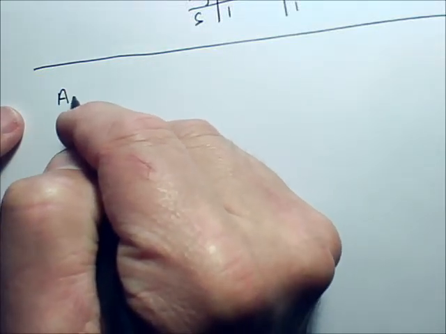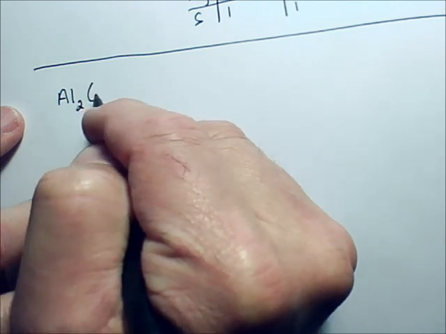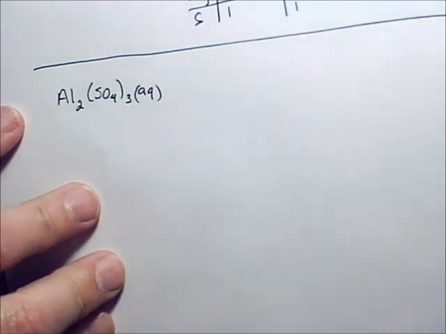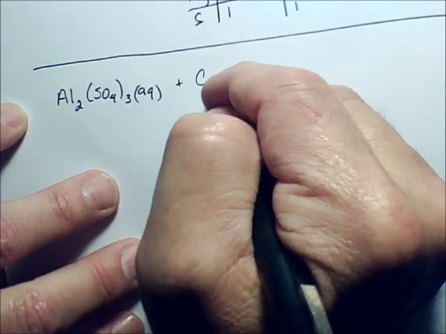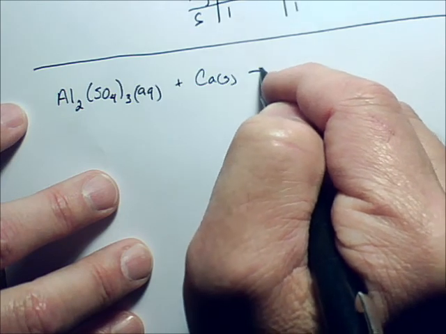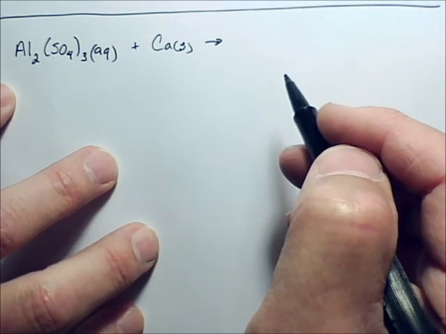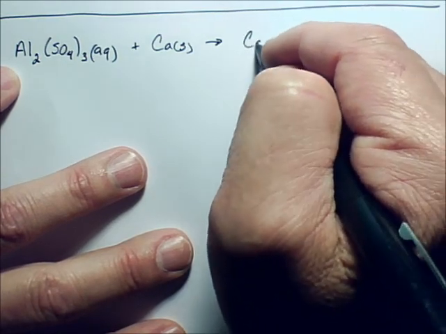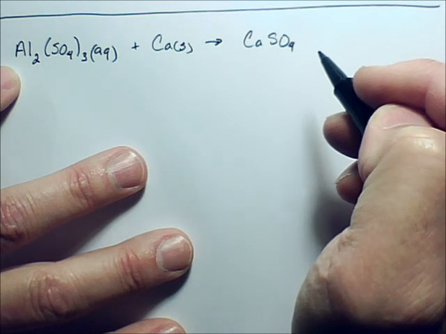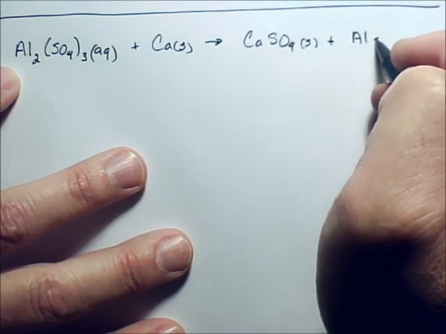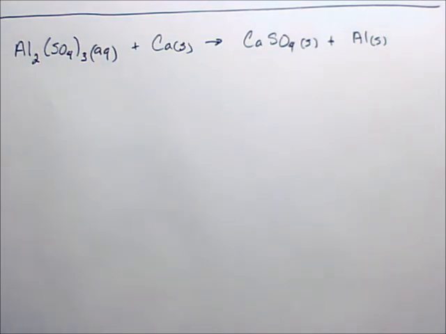Is this a new one? This is a new classification. That's an S, a solid, in parentheses. That's a 3 or a 5 after the CA.